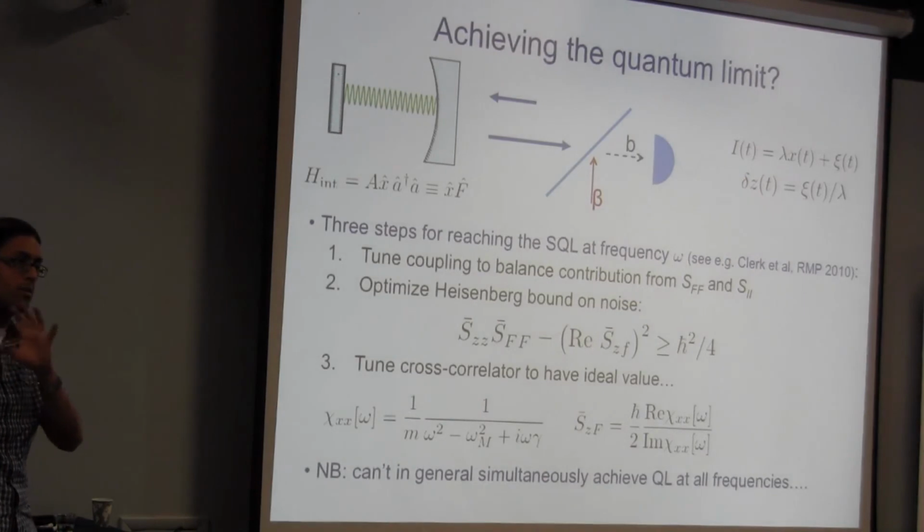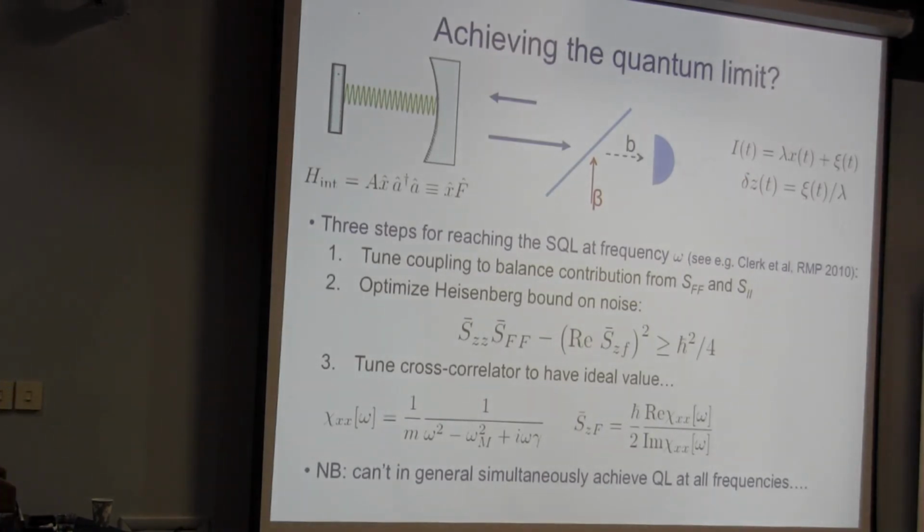There are 3 steps to reaching this quantum limit on position detection for any kind of linear detector, and we'll go through all 3 of them. The first is to balance the contributions between back action and imprecision by not coupling too weakly or coupling too strongly. The next is to make sure you use a detector that optimizes this Heisenberg bound, because if you take any old system, this difference here is not going to be exactly equal to the smallest value you can have quantum mechanically. And there's this third aspect too that might seem a little stranger. You actually have to have the exact right value of this cross correlator. Let's actually see how this works.